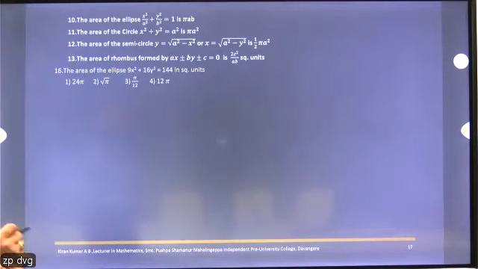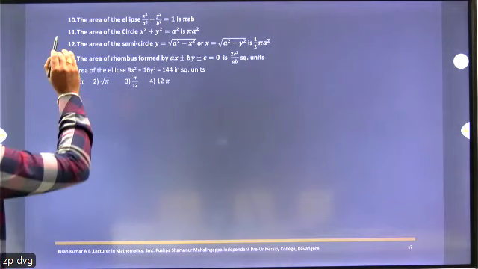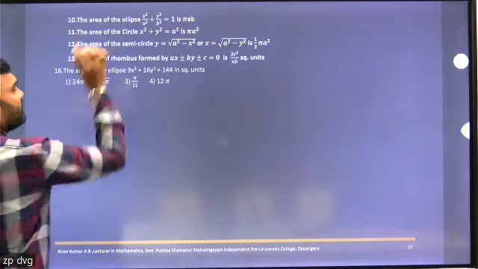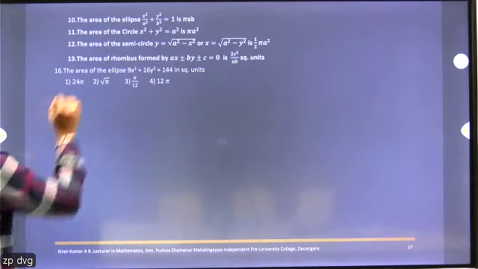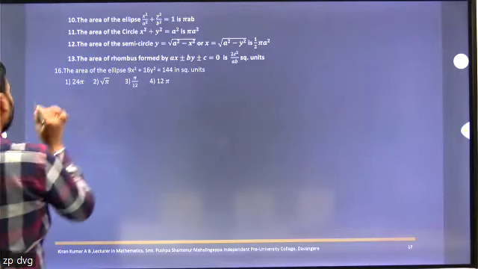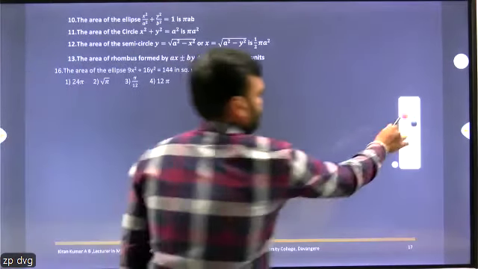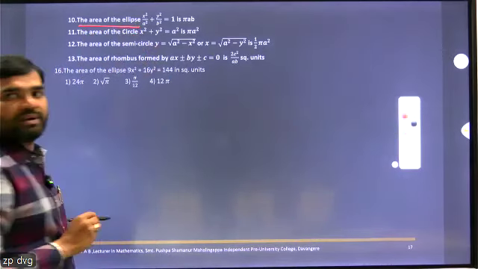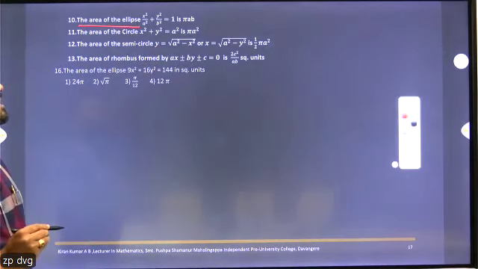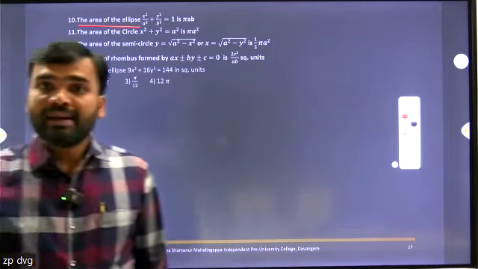Now we have to discuss the area of the ellipse. The area of the region bounded by the ellipse x square by a square plus y square by b square equals 1 is pi ab.